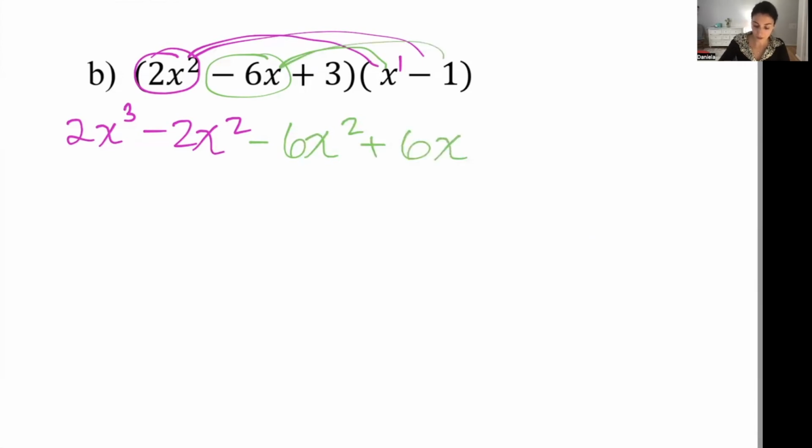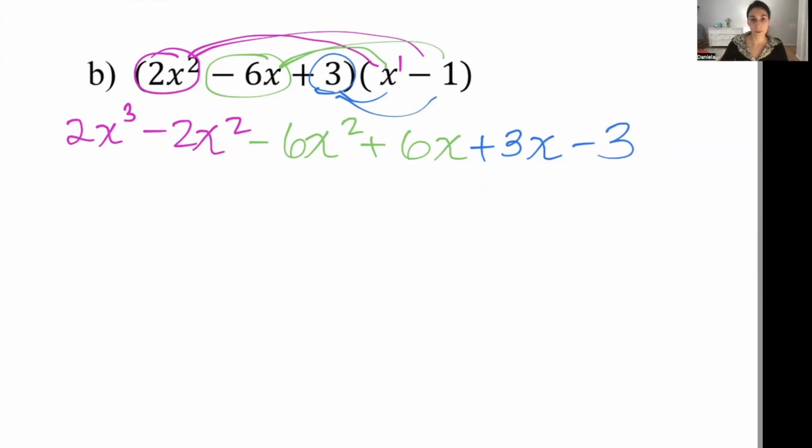And again, if you're doing this a little differently, you're going to get the same answer as me. It's just going to be in different orders. Okay, so now we're going to distribute the positive 3. So that would be 3x. And then a positive times a negative, so that's going to be minus 3.